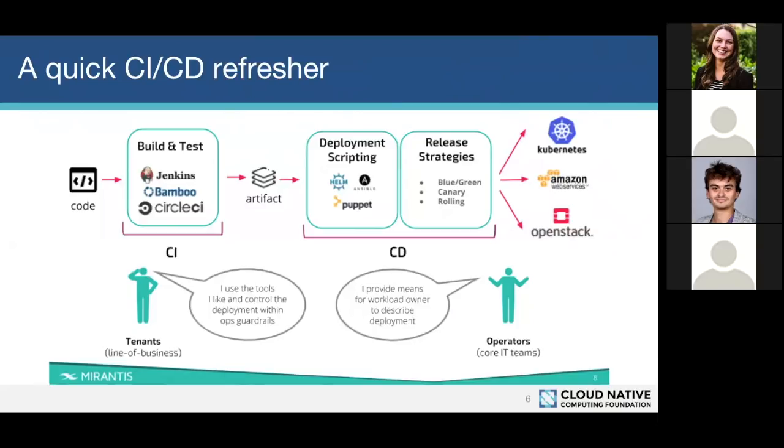But you'll notice that these release strategies are independent of where it's actually going. That is the ideal situation, where as a developer, you just need to build your code, and then it's going to end up wherever it needs to end up. Maybe it's going to Kubernetes, maybe it's going to AWS, maybe it's going to OpenStack. You shouldn't have to care. Okay, so that is sort of our quick refresher.